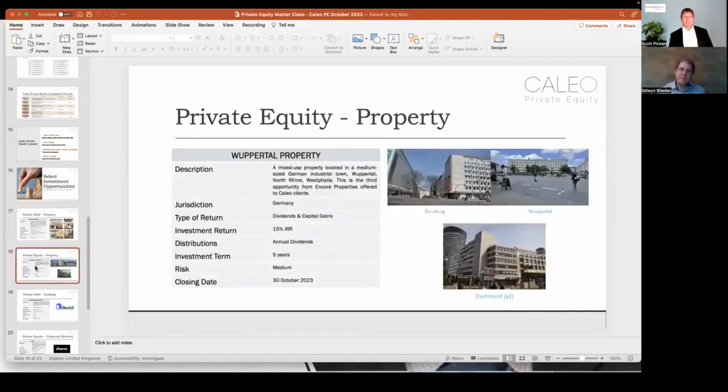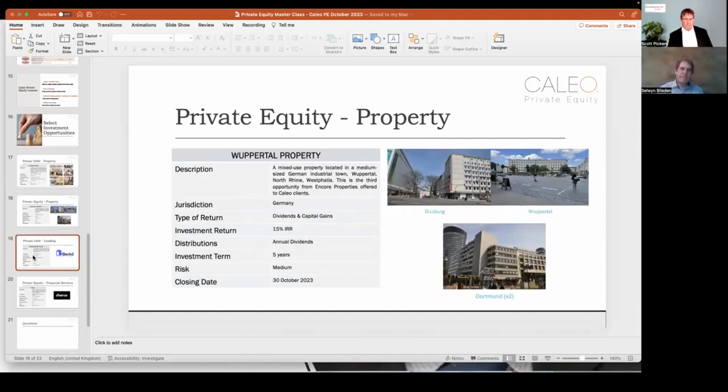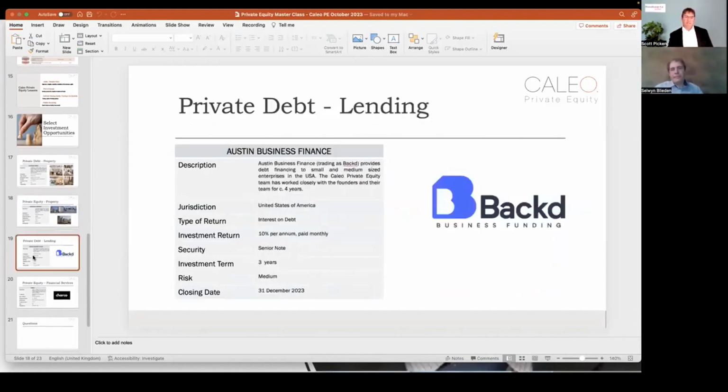This one is a 6 to 6.5% euro income return, again paid quarterly, with a total return including capital growth of somewhere between 13 and 15%. And then this is a debt deal at 10% in US dollars. So you've got euros, you've got dollars, you've got debt, you've got equity, just to give you an idea of different types.